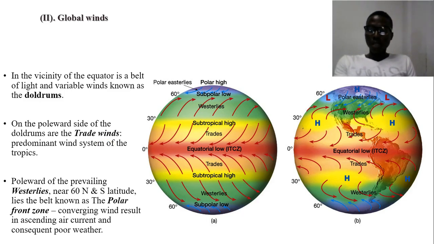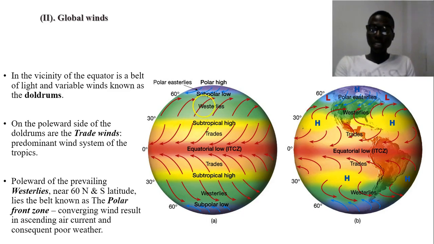On the poleward side of the prevailing westerlies, near 60 degrees north and south latitude, lies the belt known as the polar front. Okay, so this is the subpolar low, or the polar front, which is 60 degrees north and south of the equator. And the polar front is the converging wind which results in ascending air current and consequently poor weather.